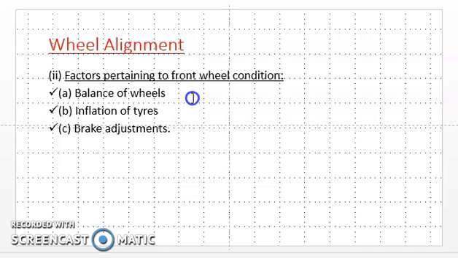Apart from that, there are various other factors you have to consider. First are factors pertaining to wheels, as I already discussed, factors pertaining to front wheels, as well as steering geometry, steering linkage, and suspension system.